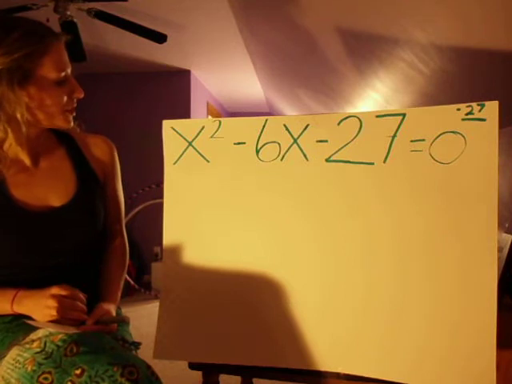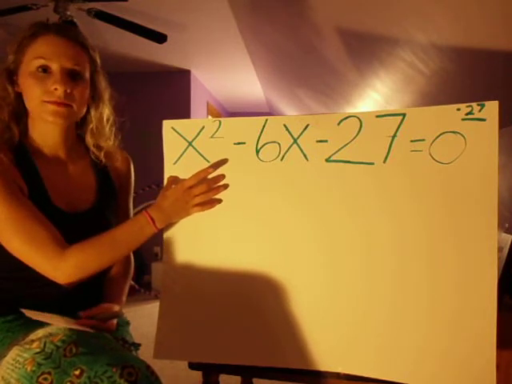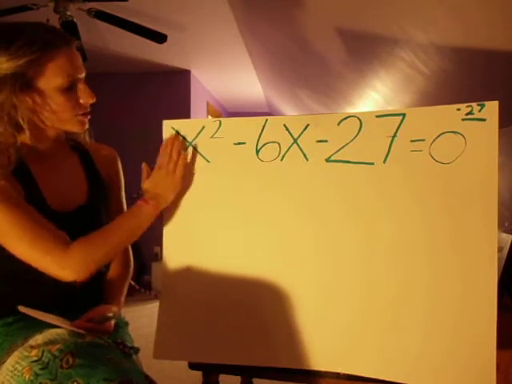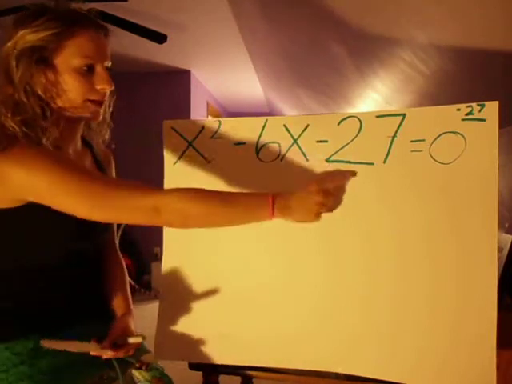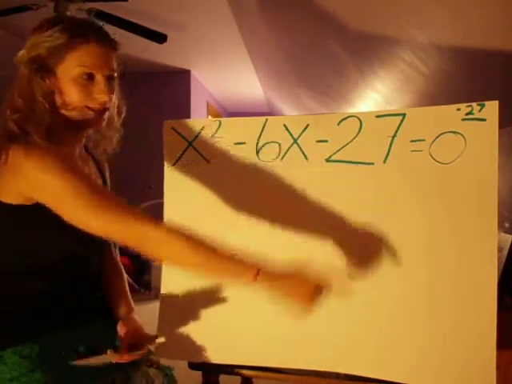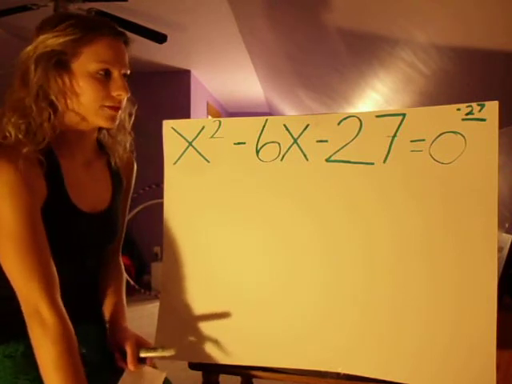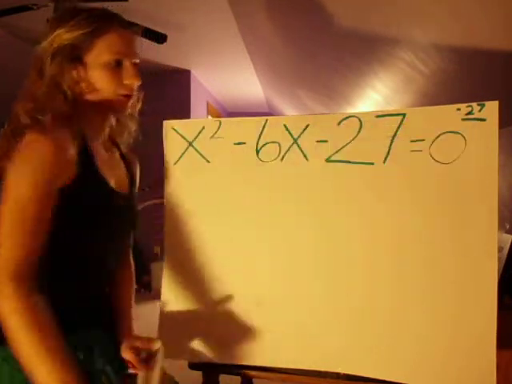So you take the first number out of the 3, the first one, which would be 1, so we don't count the x for this step, and you multiply it by the last number, negative 27. So 1 times negative 27 is negative 27. So I wrote that right there, okay?